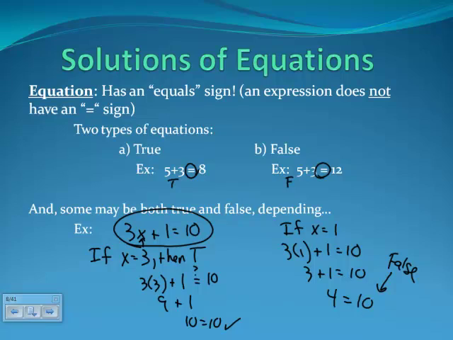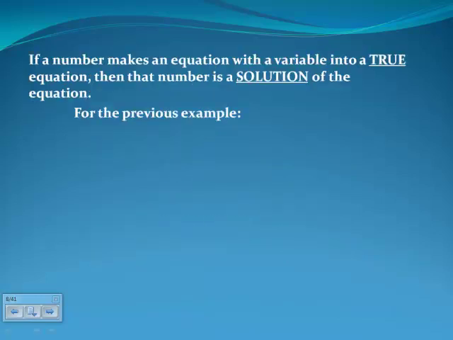And so in that case, same equation. Notice we used the same equation for both of these. 3x plus 1 equals 10 is true if x is 3, but it's false if, for example, x is 1. All right, so if a number makes an equation with a variable into a true equation, then that number is a solution of the equation.